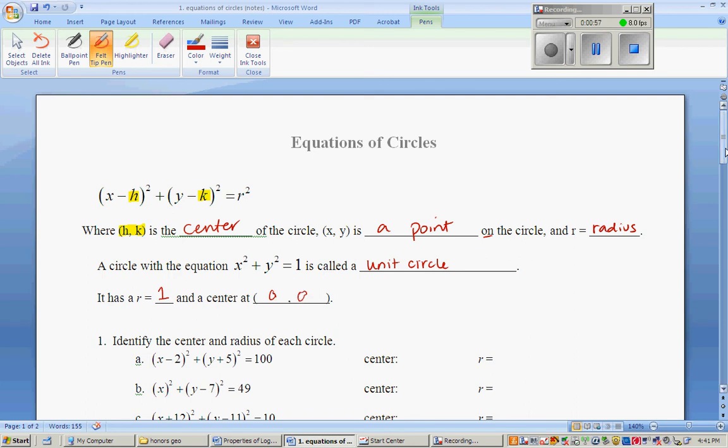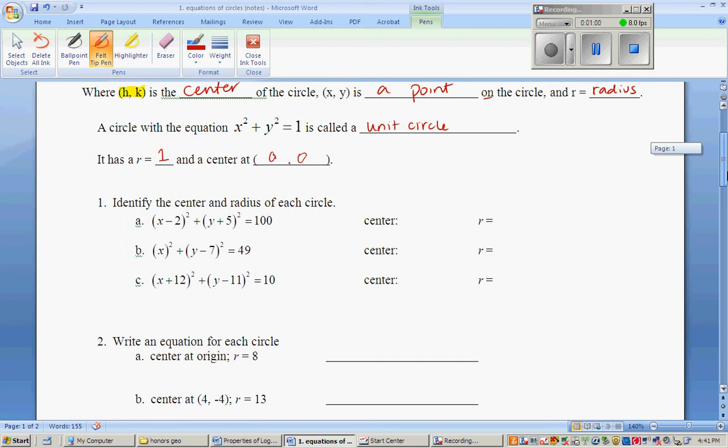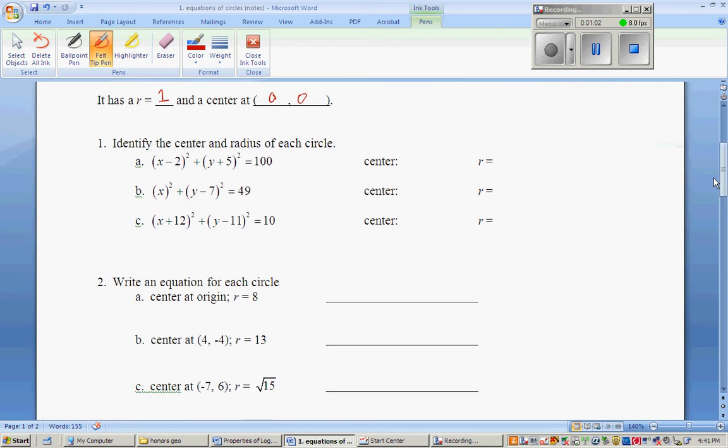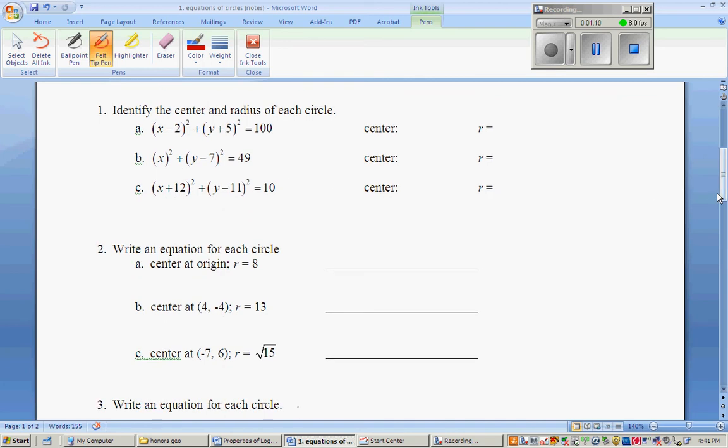So we're just going to try a basic one of these, and you should try and finish up all the others. We're going to identify the center and the radius of each circle. But instead of starting with section 1, I think it's actually easier if we start with section 2. If we write an equation for each circle, we're going to start with B. The center is at 4, negative 4. We're going to plug in everything we know into the equation. X minus 4 squared plus y minus negative 4 squared equals 13 squared.